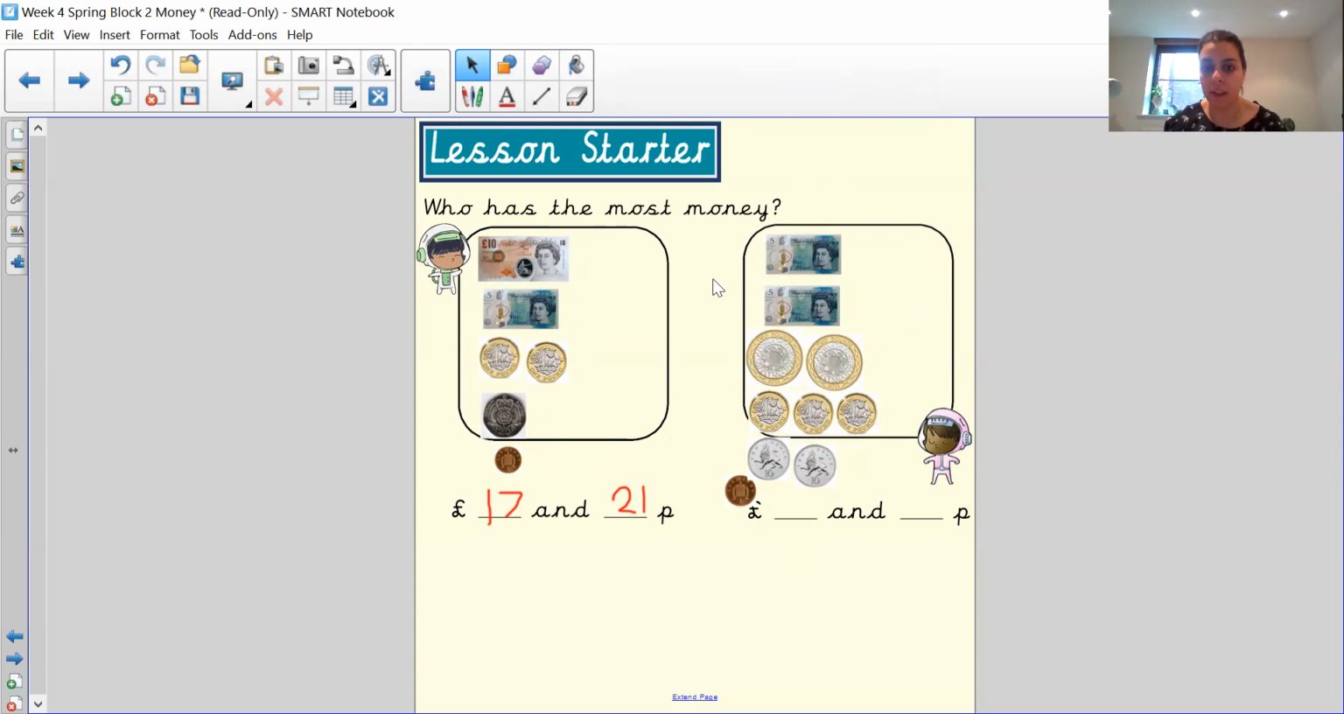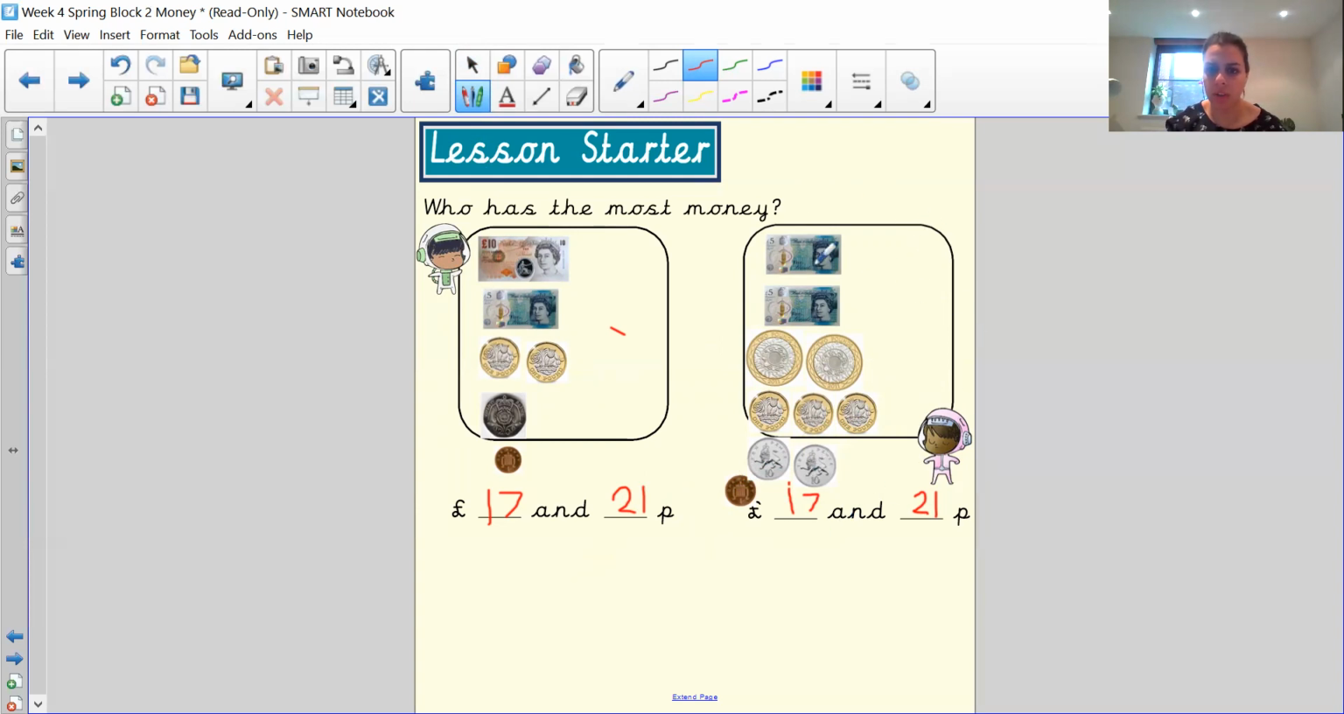Okay, hopefully you've added them all up. We've got 5 and 5, so that's 10. Add 2, that's 12. Add another 2, that's 14. 15, 16, 17. So I'm going to write over here, £17. But then I've still got this 10p, and this 1p to add up. So I'm going to add them together. 10 and 10 is 20. Add the 1. 21. Now go back to the top of my question. It says, who has the most money? Interesting. They both have the same amount. So it's a bit of a trick question.